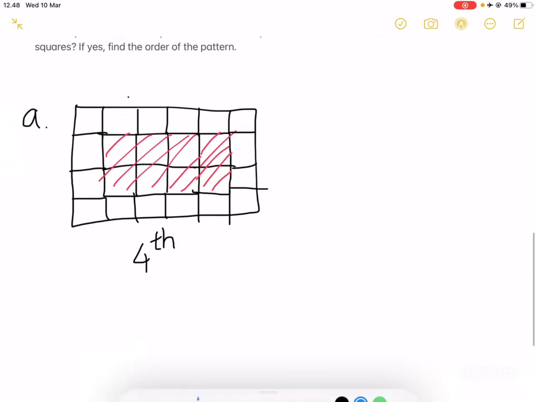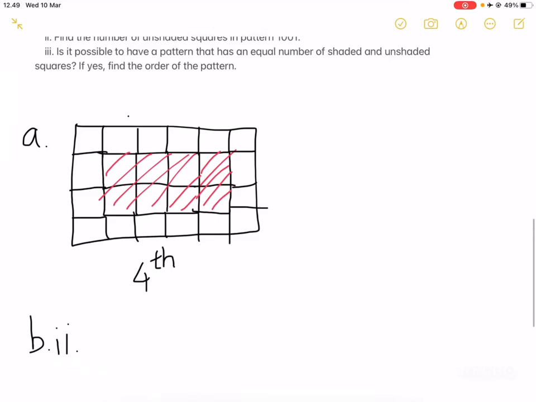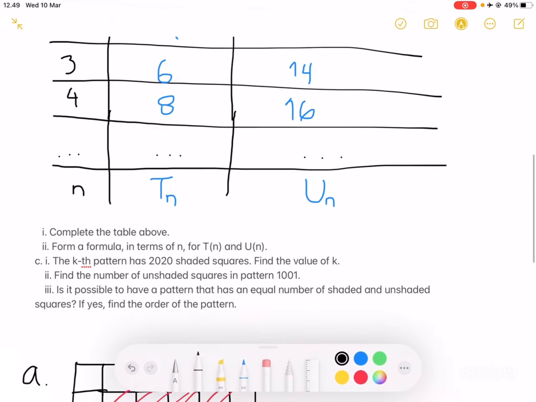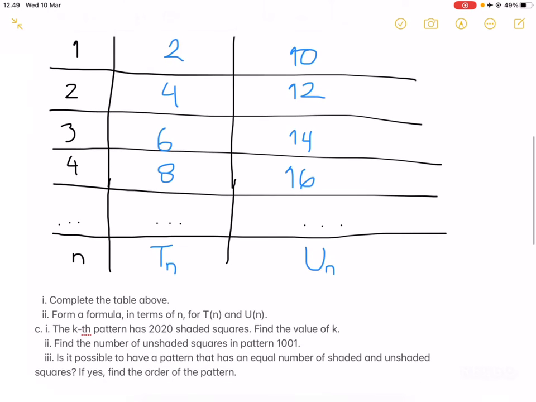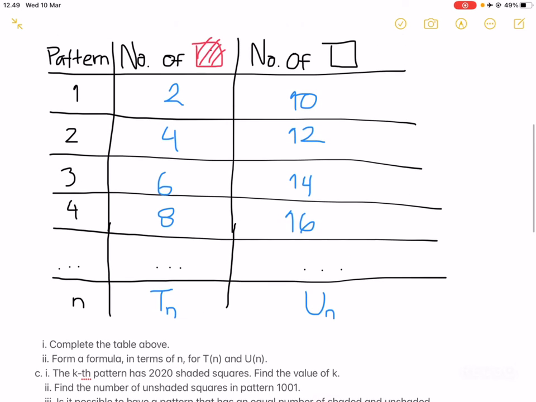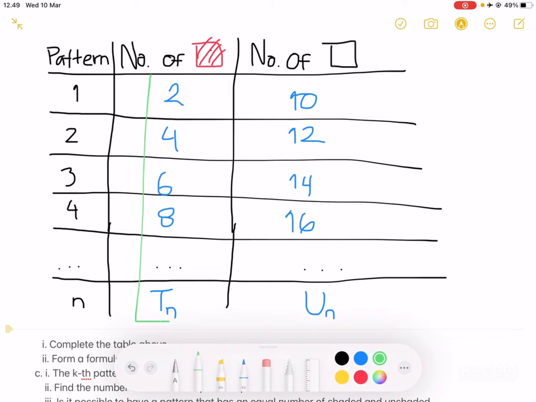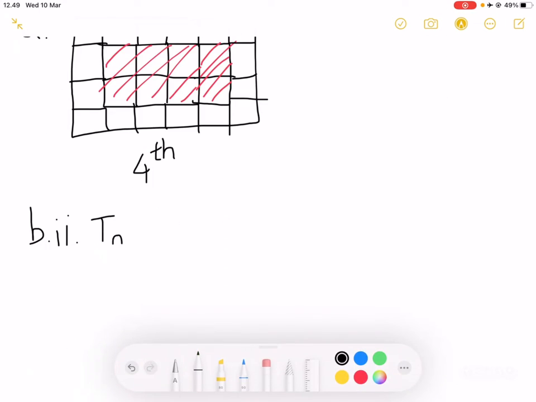And for the second part of part B, we need to generate a formula in terms of n for T of n, which is the number of shaded squares in pattern n, and U of n, which is the number of unshaded squares in pattern n. So if you notice the numbers right here for the shaded squares, this forms an arithmetic sequence because the differences are common. And if you work that out, you'll end up with the formula for T of n being just 2 times n.